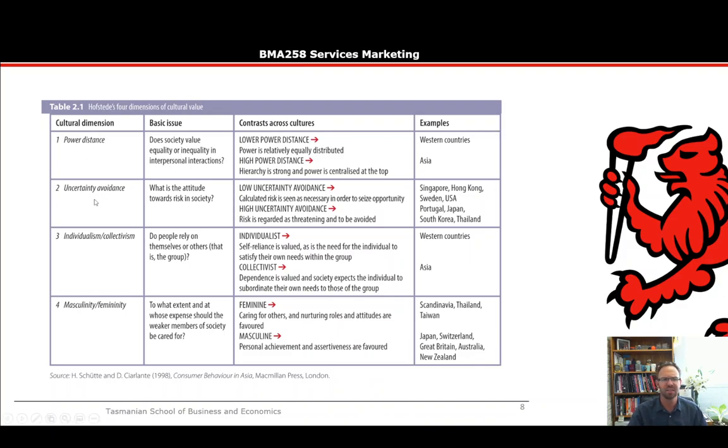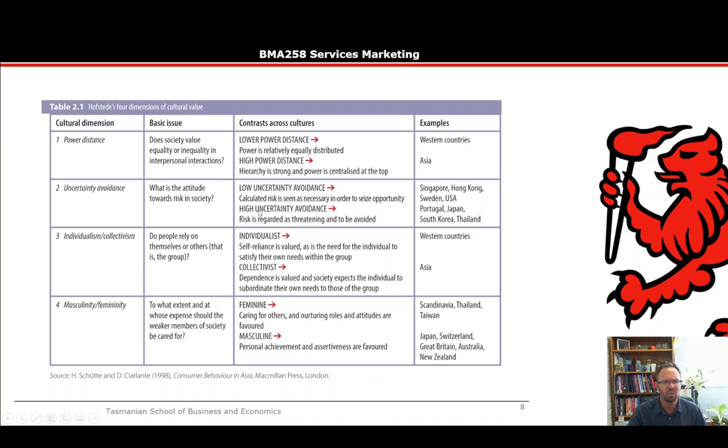Now another one is uncertainty avoidance. And this is about what is the attitude towards risk within the society that you're living in, right? So those with low uncertainty avoidance, they see calculated risk as necessary in order to seize opportunity. And these are countries such as Singapore, Hong Kong, Sweden, and USA, right? Now these ones, it's seen as a good thing for entrepreneurial spirit in business. And we don't really have that much in Australia.